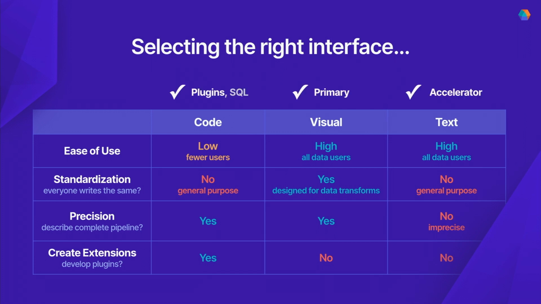So we looked at it and said, okay, this is how we see the interfaces. The primary one has got to be visual. This is where all the data users meet. Everybody can understand it. So visual is the primary interface. Text is an accelerator. Yeah, I can say something in English, and it maybe builds a visual pipeline for me. That's great. That's more productivity, but that can't be the only interface. And finally, if you're writing plugins, you've got to code. So that might be your data engineering team, and so on. And perhaps some people like to write SQL, and that's fine as well.